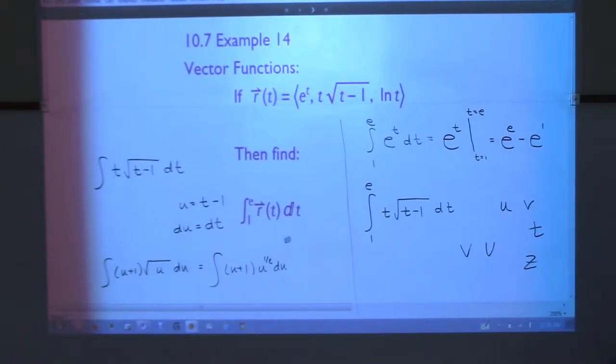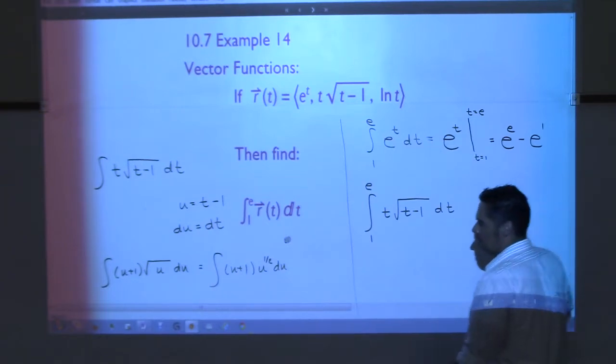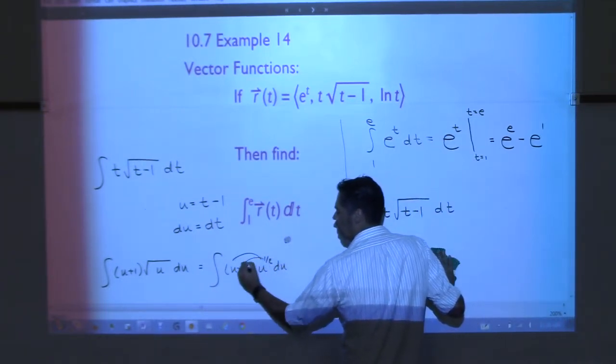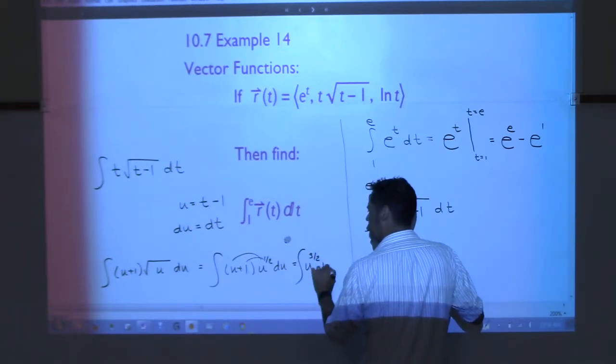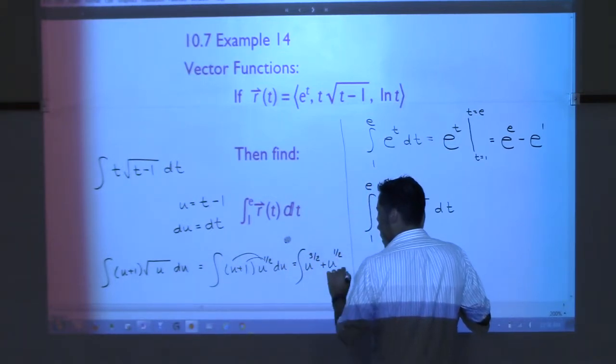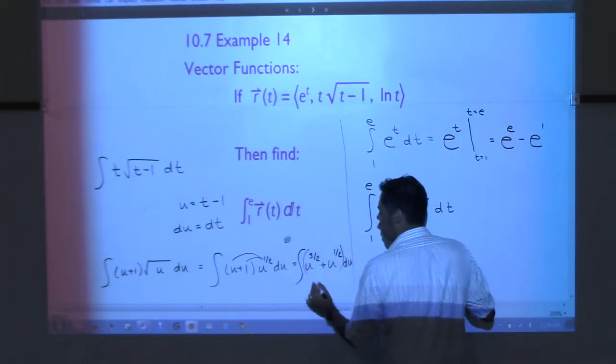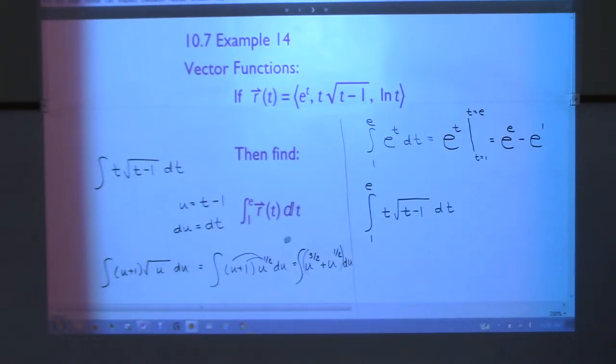All right, sorry, back to this. Once we're here, distribute this through: u to the 3 halves plus u to the half, and then du. And now we can just do that term by term. So what's the antiderivative of those here?